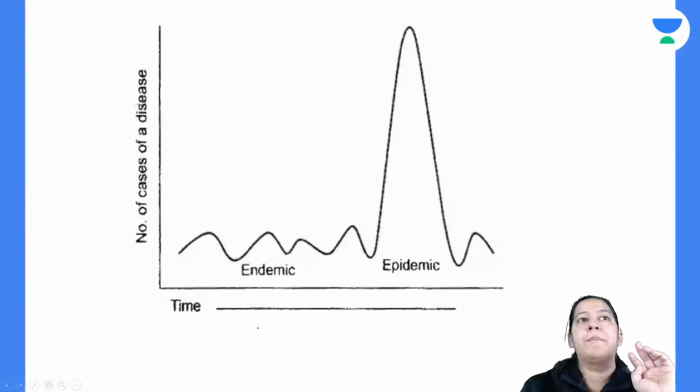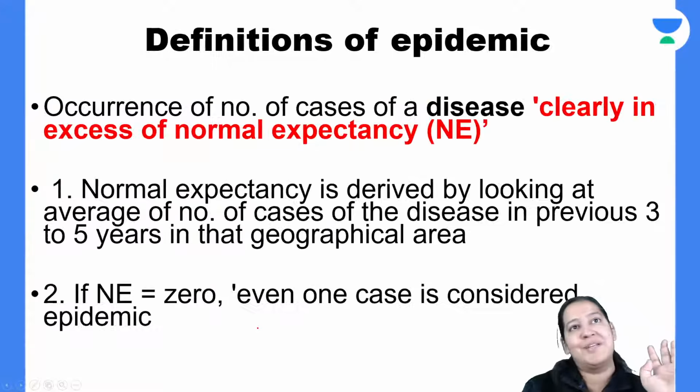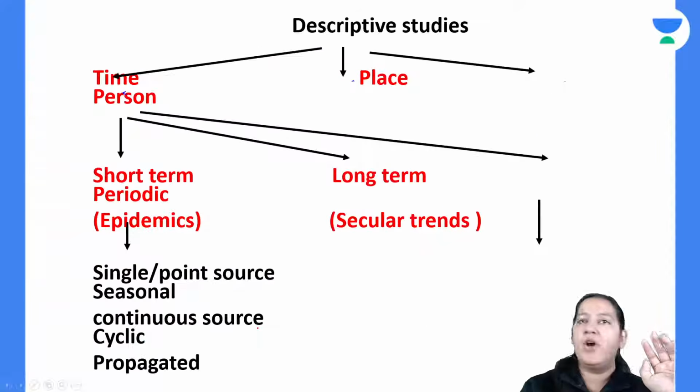Now short term. Short term is again of three types. It is difficult to understand, so I will continue it in the next lecture. It is very difficult to understand. Short term, long term, and periodic.